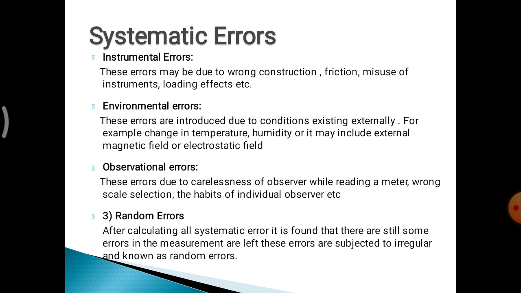Next is the observational errors. It is nothing but carelessness of the observer who is taking the reading. Whenever you are measuring from the analog instruments, that is indicating instruments, you have to stand straight. If you are standing side or cross while doing the readings, then you may take the wrong deflection pointer reading, so you may get wrong readings.